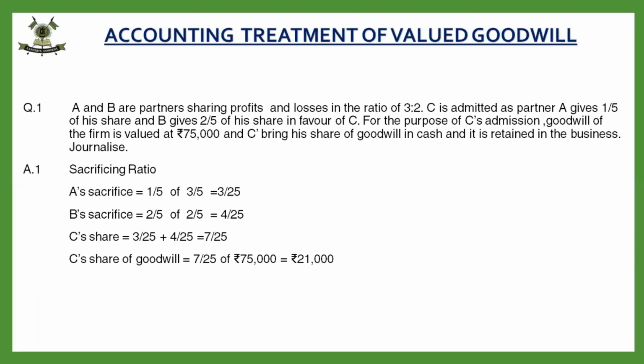Yes, Khushi, Kali sent the right answer. 3 is to 4. And Manan also, I think. Manan, very good. Khushi, good. Ashish, very good. 3 is to 4. Fine. Some of you answered 3 is to 2 in a hurry. Basically, it is 3 is to 4. He has surrendered 2/5 of 2/5. So my sacrificing ratio is 3 is to 4. And this 21,000 brought by the incoming partner will be distributed amongst A and B in 3 is to 4. Can I have the journal entries now?